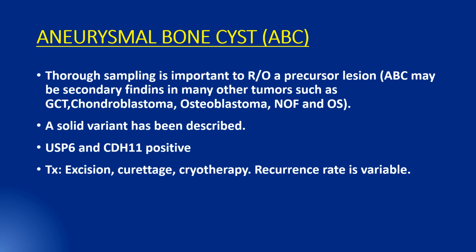rule out precursor lesions. A solid variant of ABC was described and can sometimes be difficult and challenging to distinguish from giant cell tumor or other bone lesions. In these cases, new molecular findings such as positive USP6 and CDH11 would be very helpful. Therapy of aneurysmal bone cysts is mostly excision, curettage, cryotherapy, and there can be a variable recurrence.